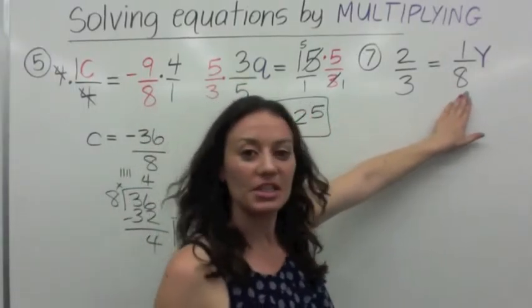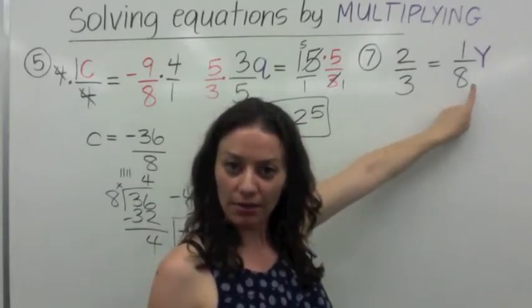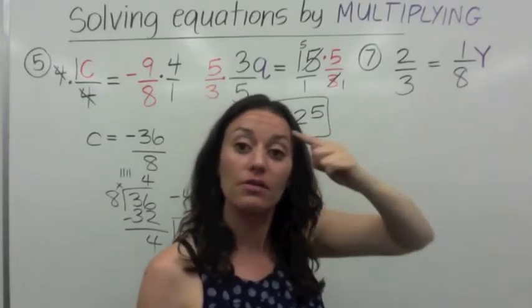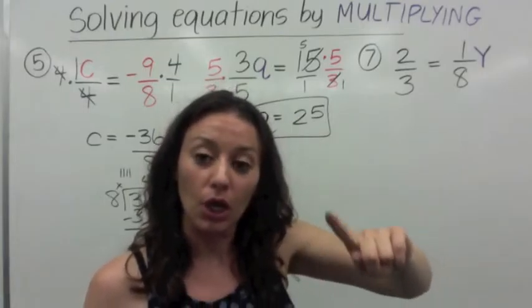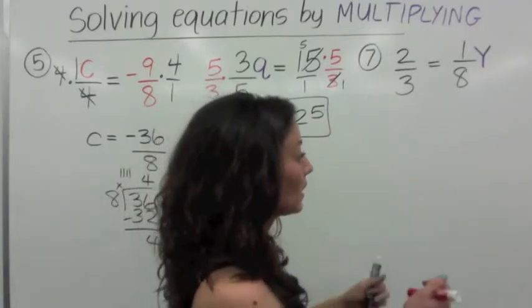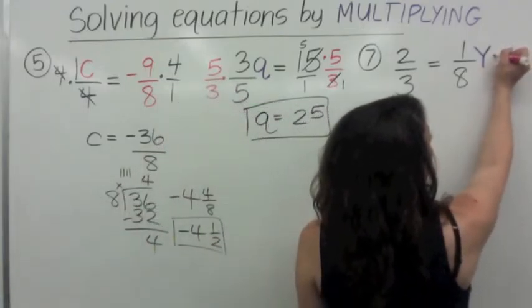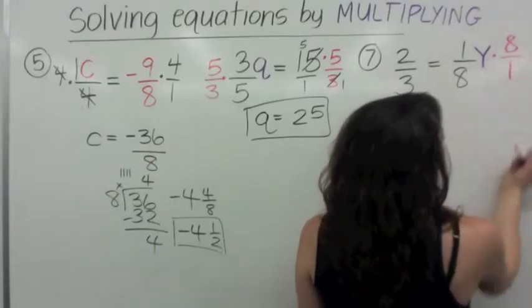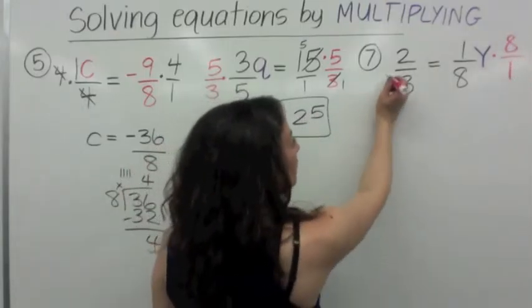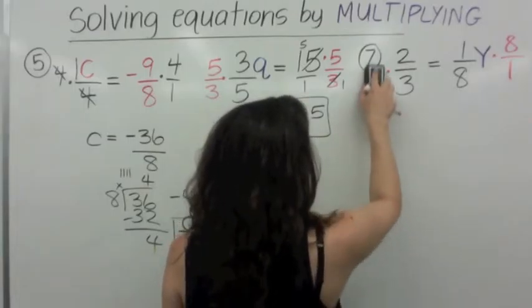Now in this example, the variable is on the right side. So look at the variable that's touching, y is 1/8. We ask ourselves, what is the reciprocal of 1/8? Flip it, it is 8 or 8 over 1. So you have to multiply both sides by 8 over 1.